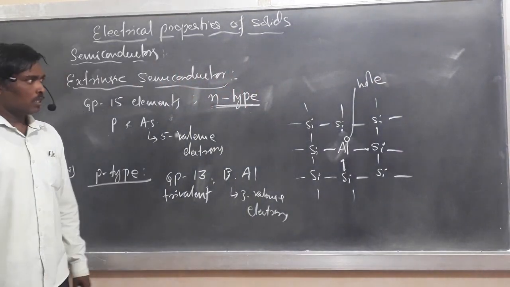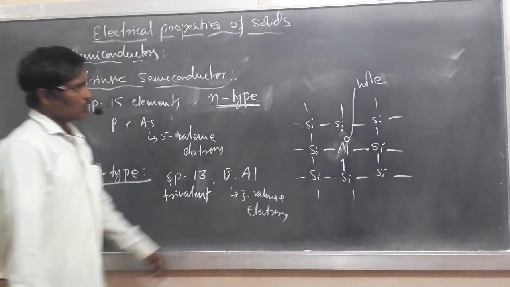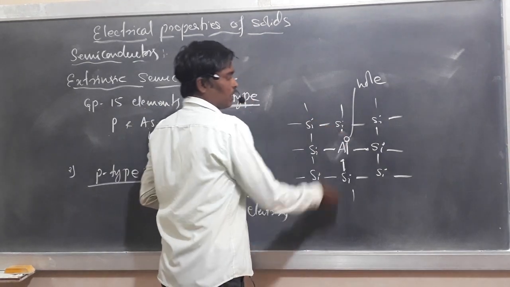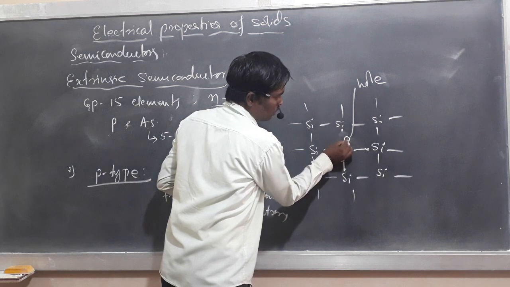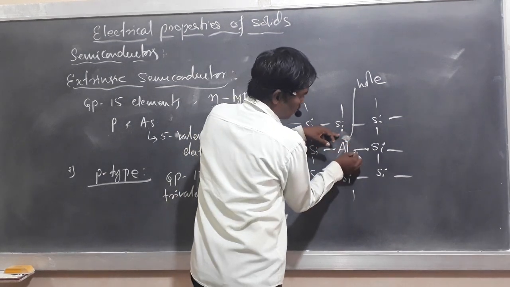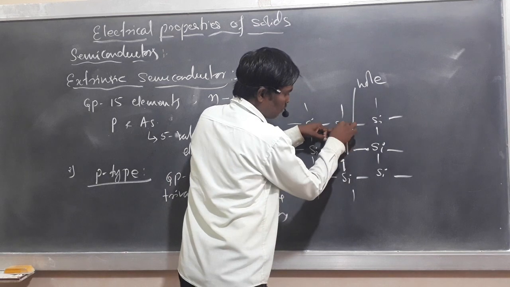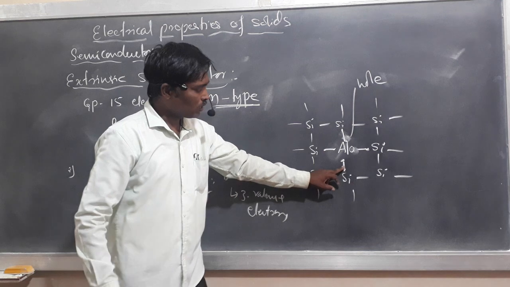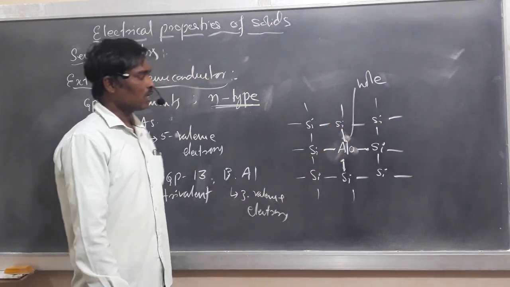Now that hole is a deficiency of electrons. Now this electron jumps from here to here and forms the bond between these two. Okay, sorry. This electron jumps from here and forms the bond, and a hole is created here. So holes are moving in one direction and electrons are moving in another direction.